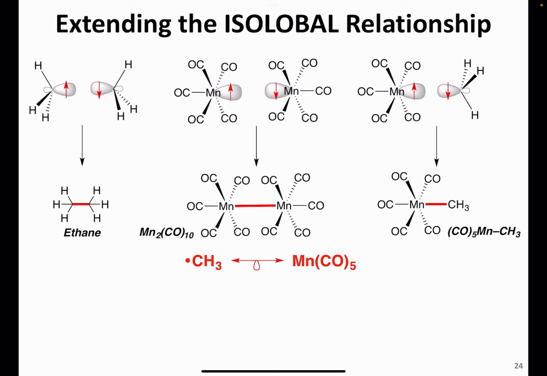Just as the methyl radicals can dimerize to form ethane, 2 of these ML5 fragments can dimerize to form this dimanganese compound. You can buy this compound, it's very stable, and the manganese ML5 compound can also form a very nice sigma bond to a methyl group shown here. These are all stable compounds. These all really reflect the isolobal relationship between the methyl radical and a d7 ML5 transition metal complex.